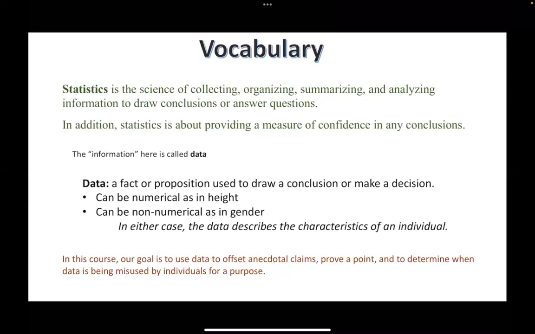So we're going to use the data to offset anecdotal claims. We're going to use it to prove points. We're going to figure out when we're misusing it. We're going to use it for all sorts of things. And it's going to be really great because you're going to understand so much more of what you see on the news and in other places once we start learning this language.